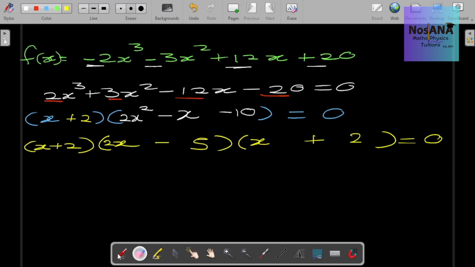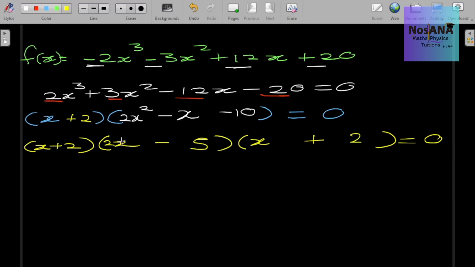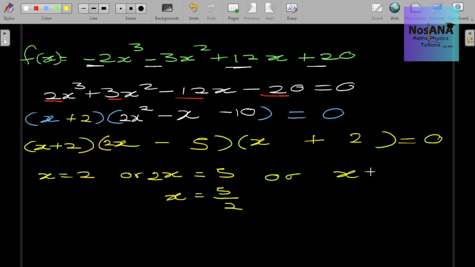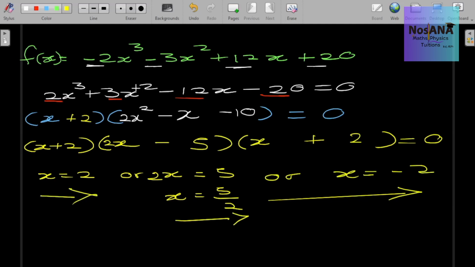Let me just erase that and show you guys that we are actually done. And now if they ask you to find the x-intercept of the graph, what you're going to do is just say x is equal to what? x is equal to 2, or you can say 2x is equal to 5, therefore x is equal to 5 over 2, right? Or you can say x is equal to minus 2. Just like that, you've got yourself your answers for your graph. It's easy. Make sure you just revise and practice.